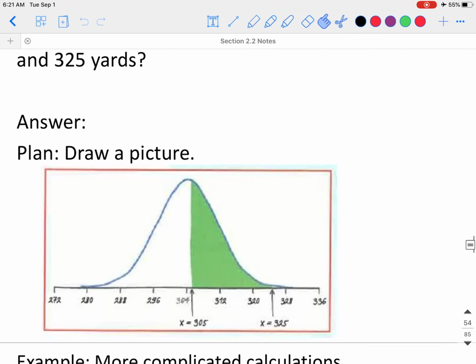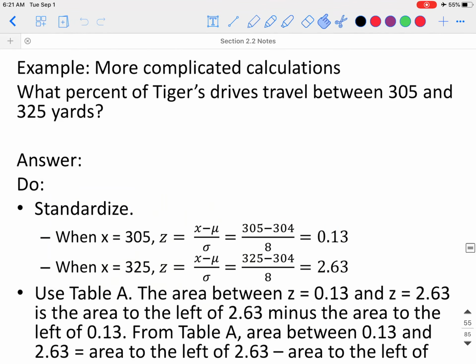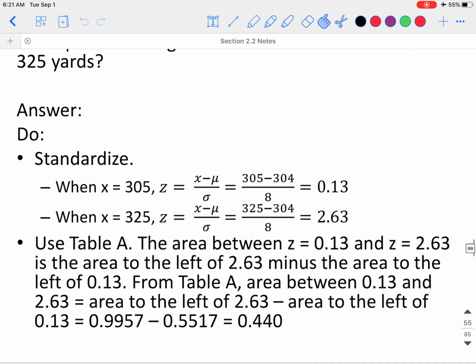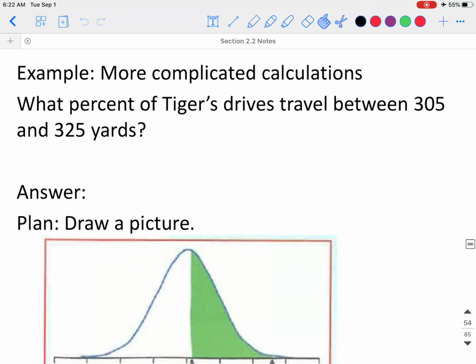Again, for our plan, we're going to draw the picture. We're going to locate the two x values, and we are going to shade between. This is going to give us an idea that it should be a little less than 50%. Next, we're going to do the do. To do this, you will have to standardize both of those x scores. If we standardize x as 305, we're going to get 0.13 as our z value. And if we standardize 325, we're going to get 2.63 as our z value.